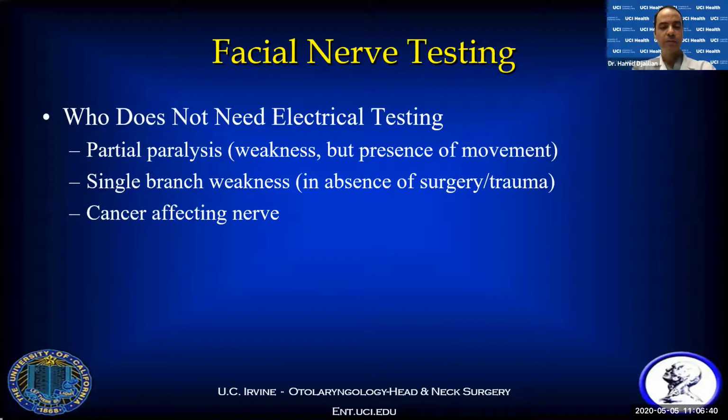So first is who doesn't need electrical testing. So partial paralysis, if you see weakness but there's motion, that means the nerve's intact. There's no point in doing testing of that patient.